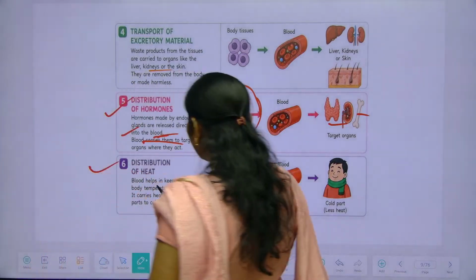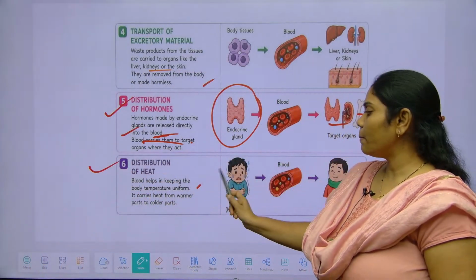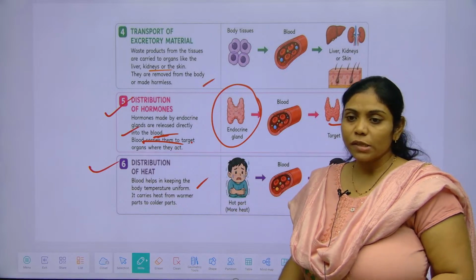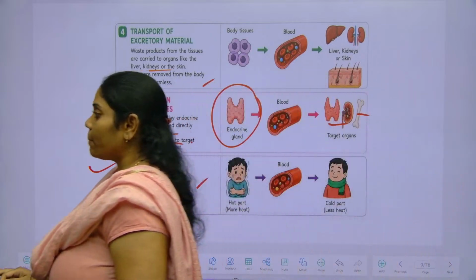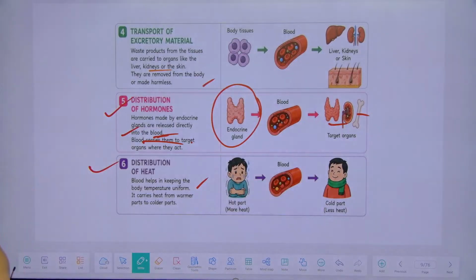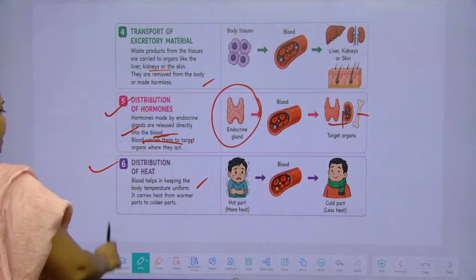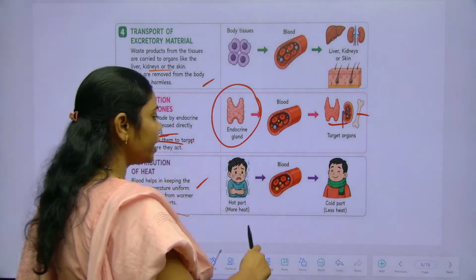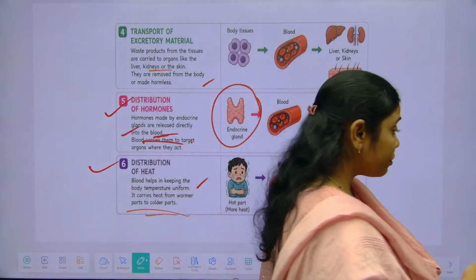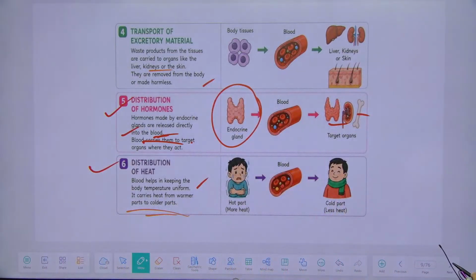Distribution of heat also. How? See, it helps in keeping the body temperature uniform, means maintaining the body temperature in an equal manner. So, blood helps in transporting heat from the hotter region to the colder region.